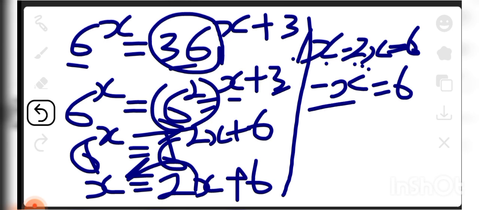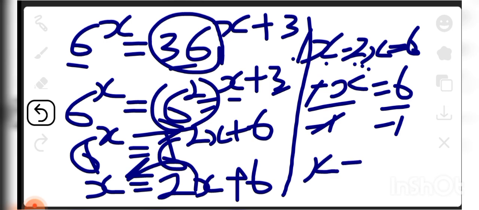The next thing, divide both sides by minus 1, so that this minus will go. Minus 1, this one cancels this. We're going to have minus x equal to minus 6. Actually, this is the answer to this problem. So this is how we roll in this place. So thank you.